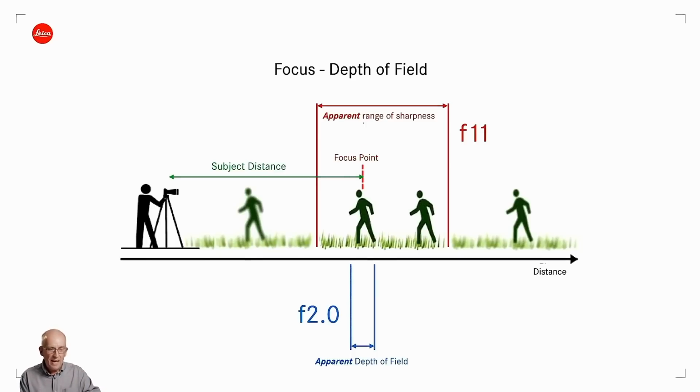In which case, at f11, we'd have between these 2 red lines, and at f2, only the subject figure would be sharp, and the second figure and the third figure, I suppose that's the second figure, isn't it? This figure here and this figure here will be progressively less sharp.